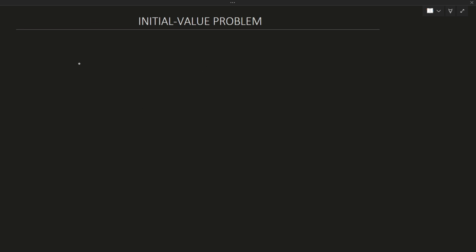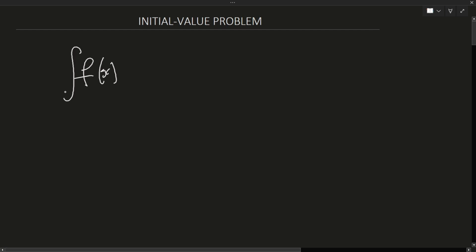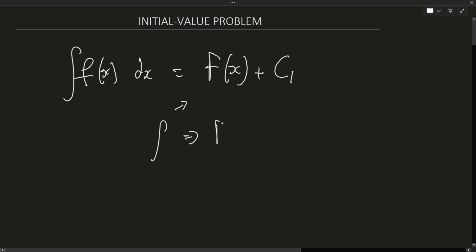Basically, what this chapter says is you have an equation of x, and when you integrate it, you're going to get f of x plus a constant, right? That's what happens when you integrate. When you integrate this again, you're going to get some equation of x plus c1 times x plus c2. When you integrate it again, you're going to get a third constant, whatever.